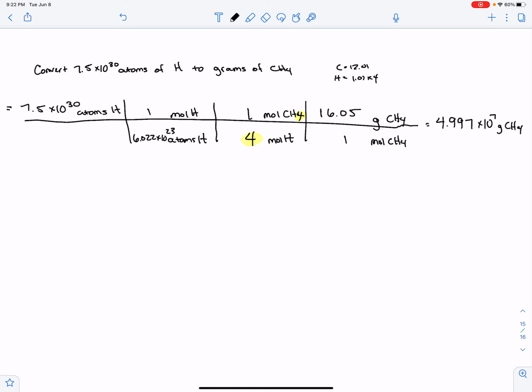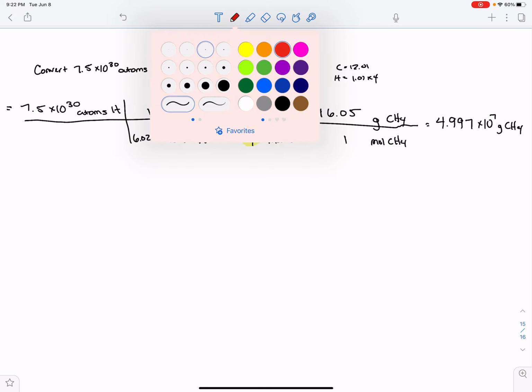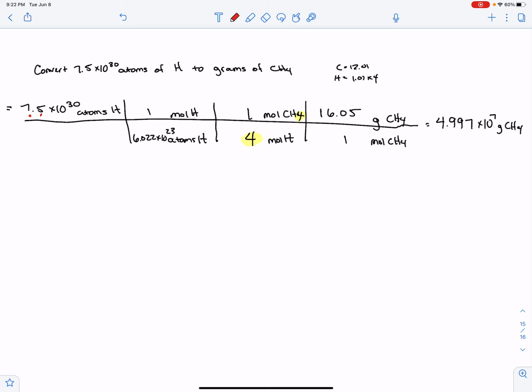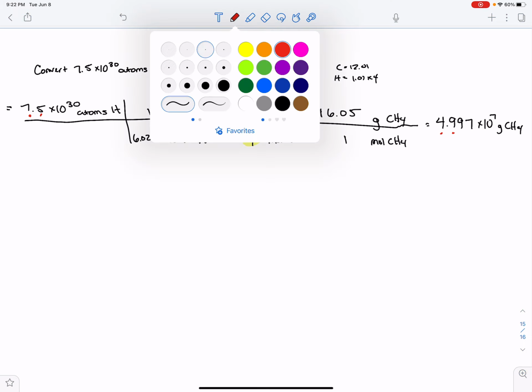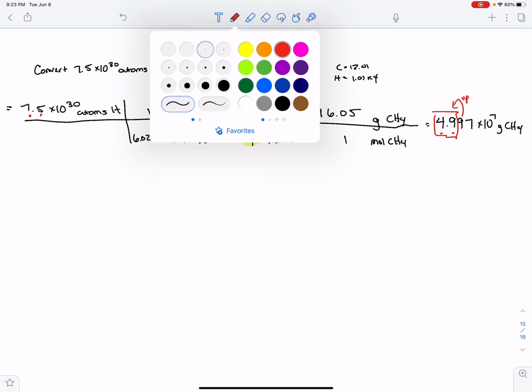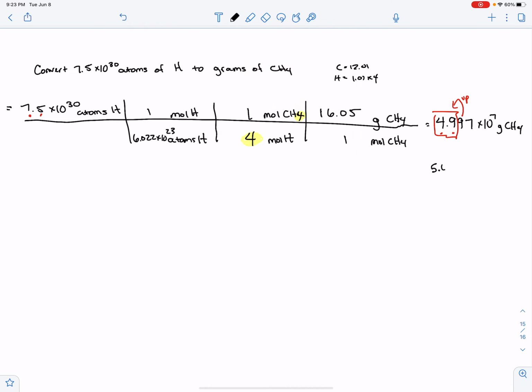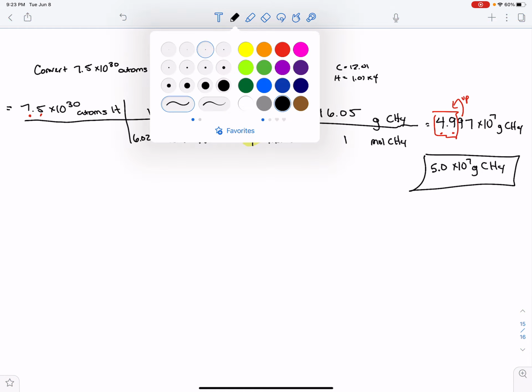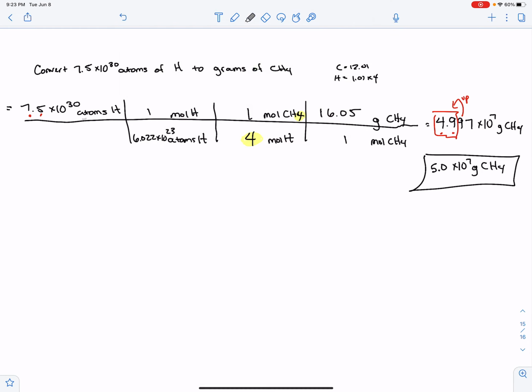And then I'm going to count my sig figs. And so this has 1, 2 sig figs. So this answer needs 2 sig figs. So right here, as I box this in, you'll notice that this rounds it up. So I end up with 5.0 times 10 to the 7th grams of CH4. Double check that all my units cancel. Let me just make that real nice. Atoms of H cancels with atoms of H. Moles of H cancels with moles of H. Moles of CH4 cancels with moles of CH4.